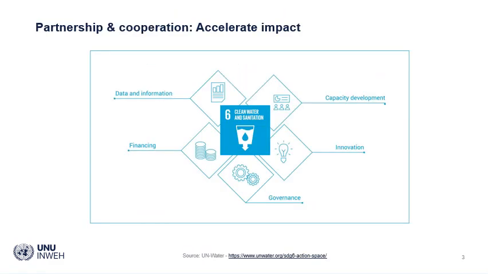To spur action, the United Nations promotes partnership and cooperation to accelerate impact across sectors. UNWEH, a network of multilateral and international NGOs with water programming, highlights 5 processes to help accelerate SDG 6 progress, emphasizing that data and information and financing must be applied to build capacity, innovate, and govern water resources. But this is just one way that we can achieve greater impact.